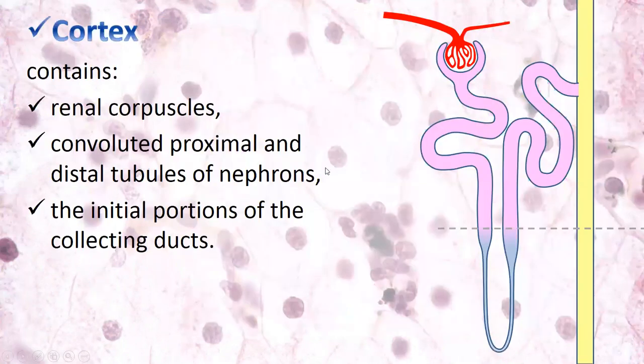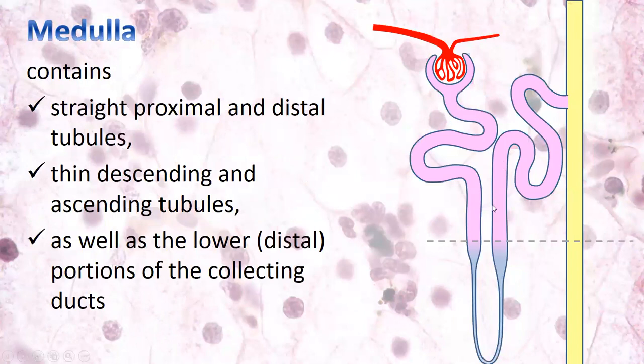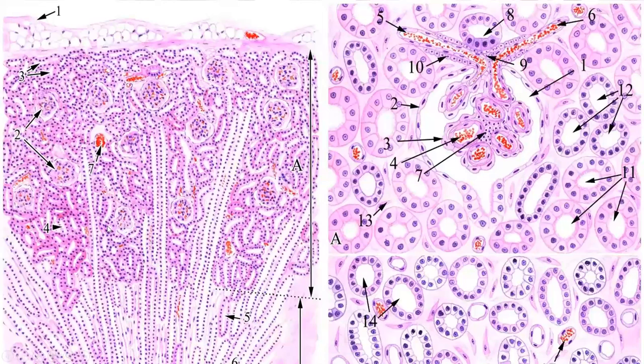So cortex contains the following structures: renal corpuscles or renal bodies, convoluted proximal and distal tubules, and sometimes it contains the initial portions of the collecting ducts and the upper portions of the straight tubules. And medulla contains straight proximal and distal tubules, thin descending and ascending tubules, and lower distal portions of the collecting ducts. So it's the distribution of the parts of nephrons and collecting ducts in the cortex and medulla of kidneys. And here we can see cortex of kidneys.